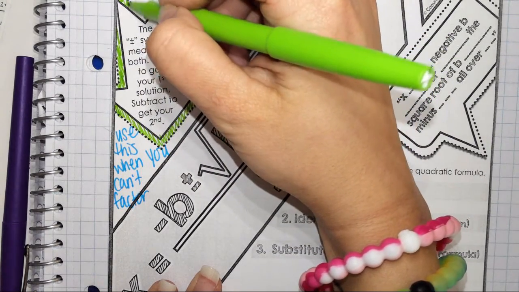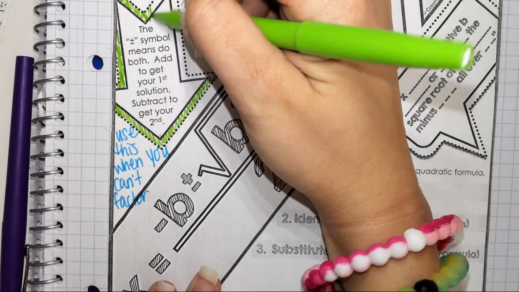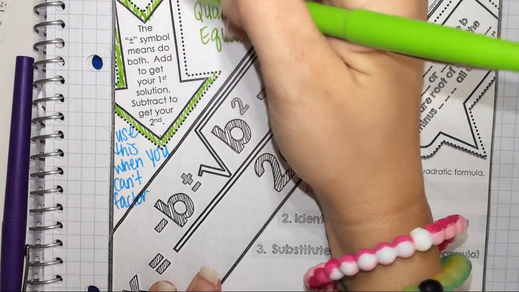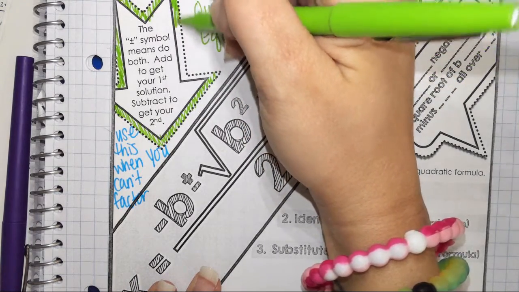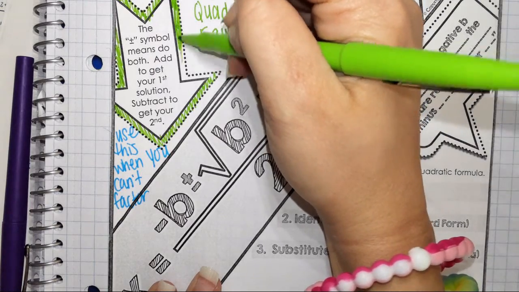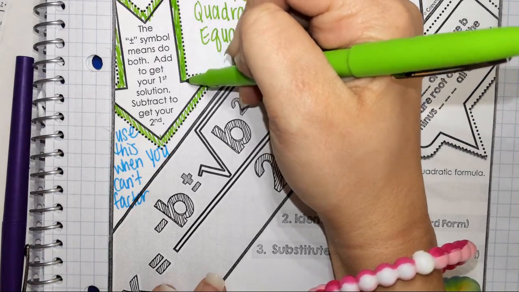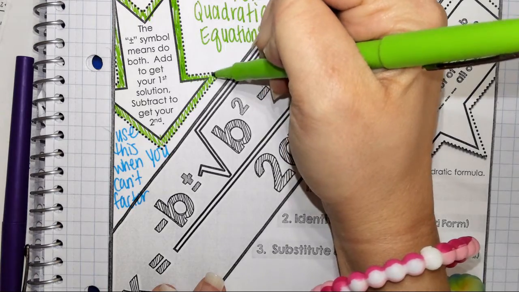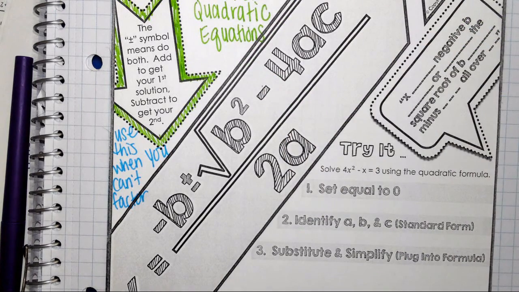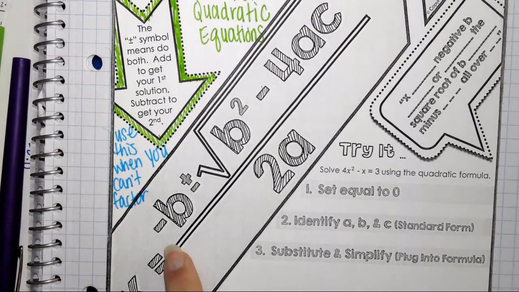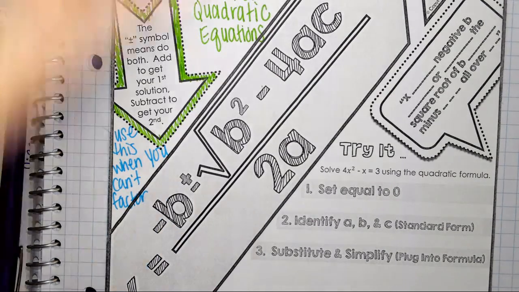Now, what does it mean by negative b? What do you think that means? If b was 4, what would we plug in? Okay. If b was -7, what would we plug in? Positive 7. Good. Take a point because it's the opposite of whatever it is.